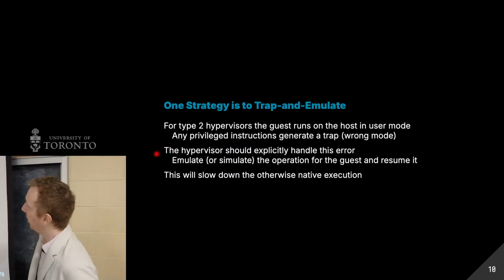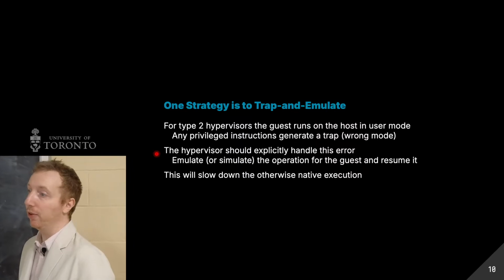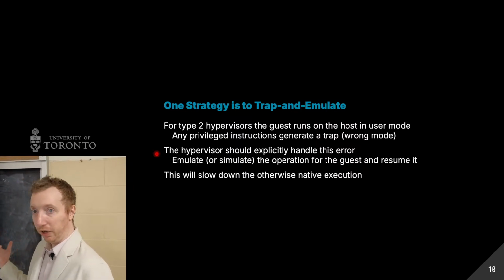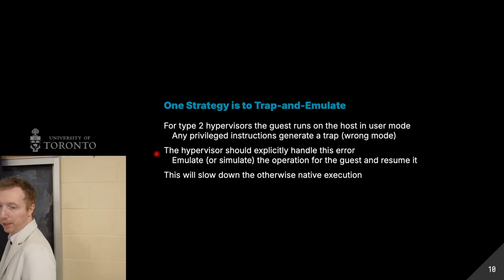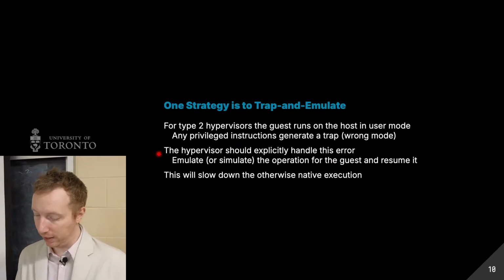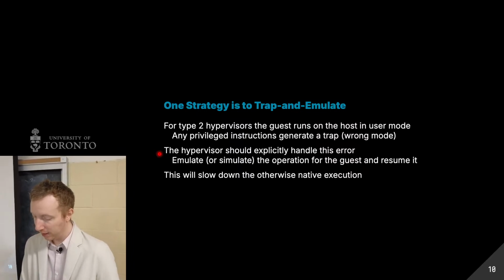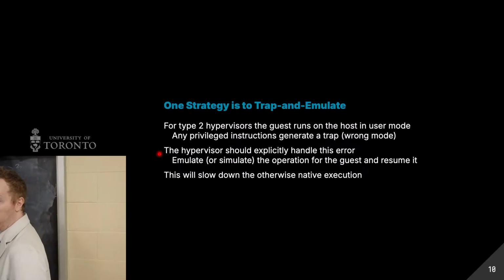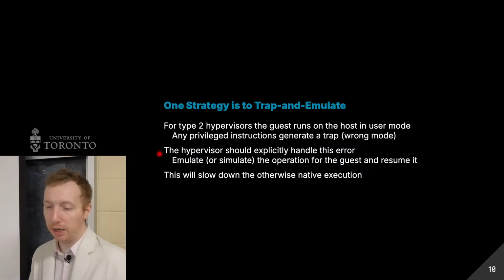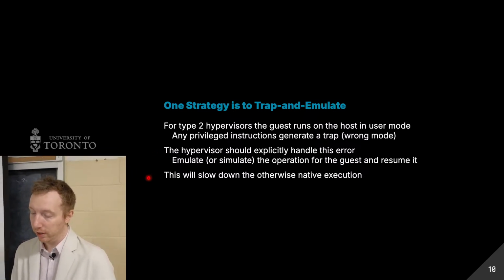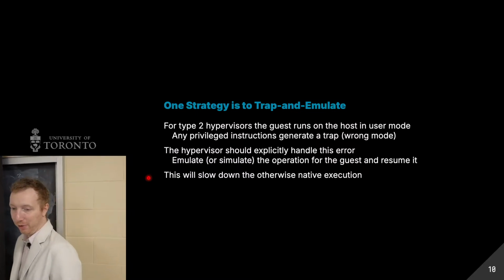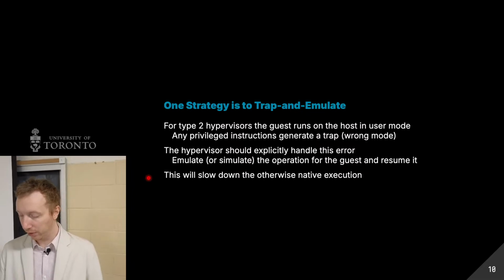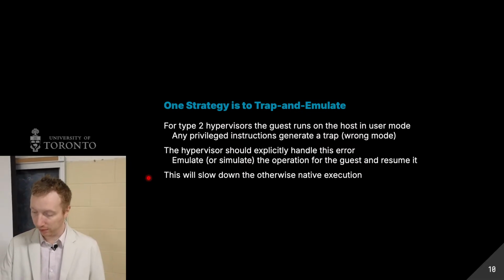Well, if you're the hypervisor, you need to explicitly handle this error. So like with seg faults and everything like that, you can intercept the signal and actually do something. So they would have to intercept the illegal instruction signal and try to emulate or simulate what this kernel mode only operation is and just resume it. This will definitely slow it down over just native execution if it was actually running in kernel mode. So that is why type 2 is a lot slower.